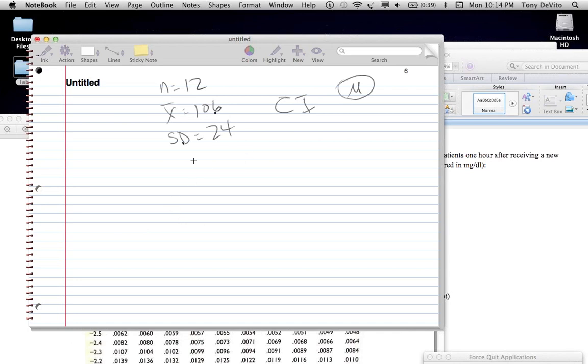want to know, I'm going to use the same formula again: x bar plus or minus the z for alpha over 2, times the standard error. Well, in this case, the standard error is still going to be equal to sigma over the square root of n. I don't know sigma. The best I have is the standard deviation.